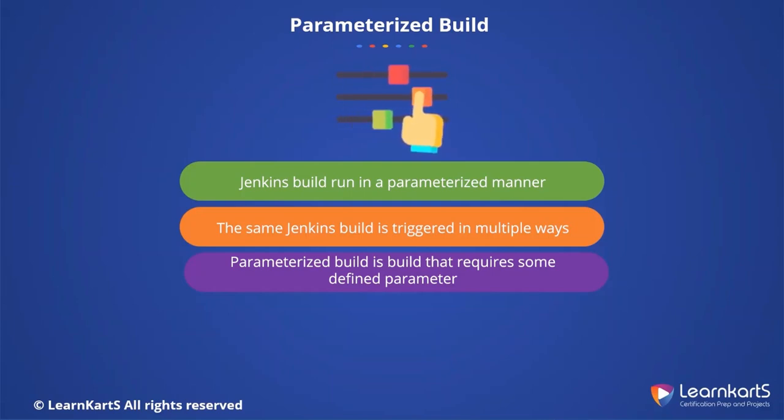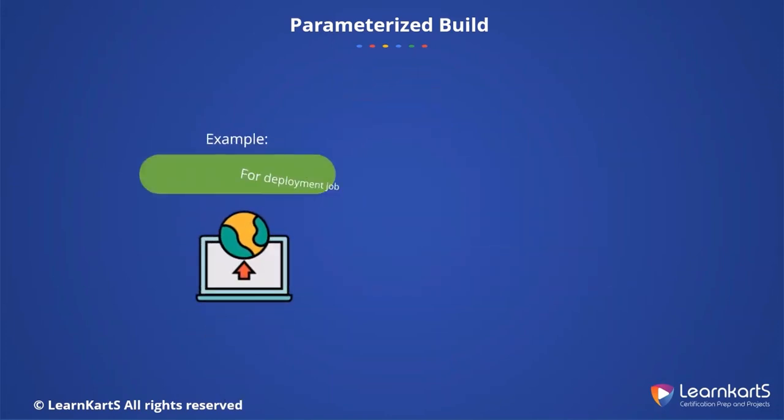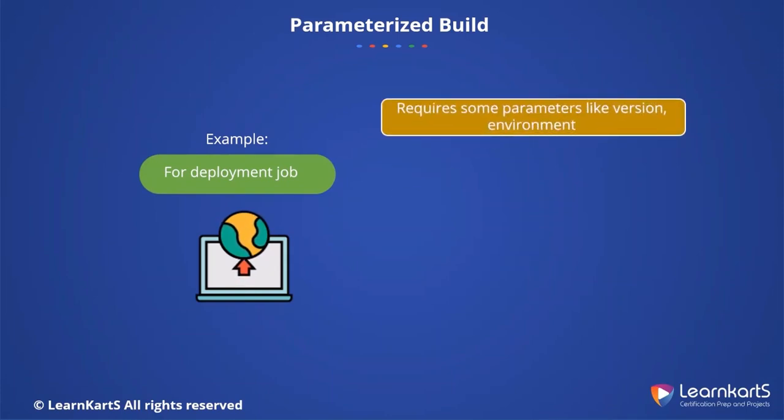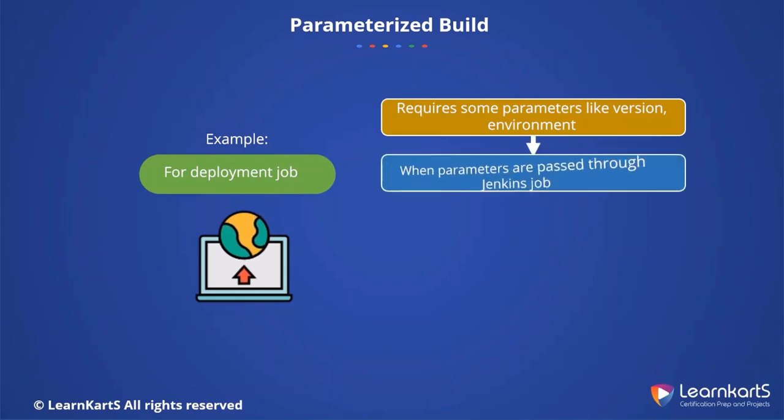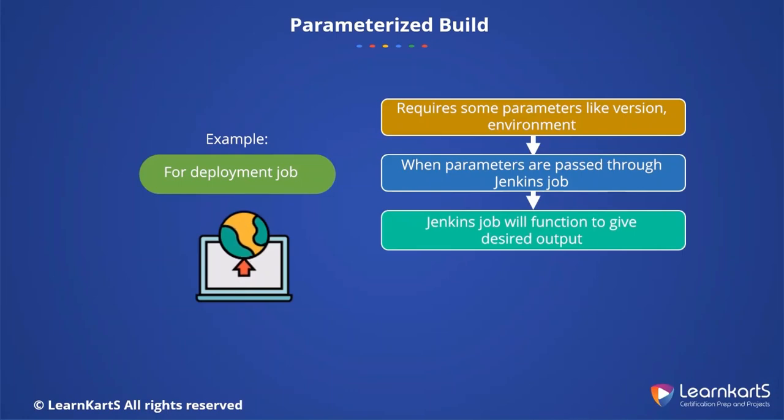So parameterized build is the way that you can define some parameters. For example, you wanted to go for a deployment job. Now, for the deployment job, you need some parameters. Like, okay, what version you want to deploy, which environment you want to deploy. See, these are the standard parameters which you need over here. Now, if you pass these parameters to your Jenkins job, according to that, the Jenkins job will function and give you the desired output.